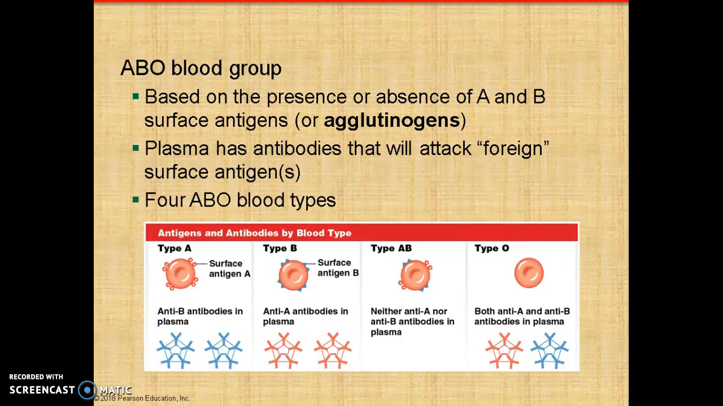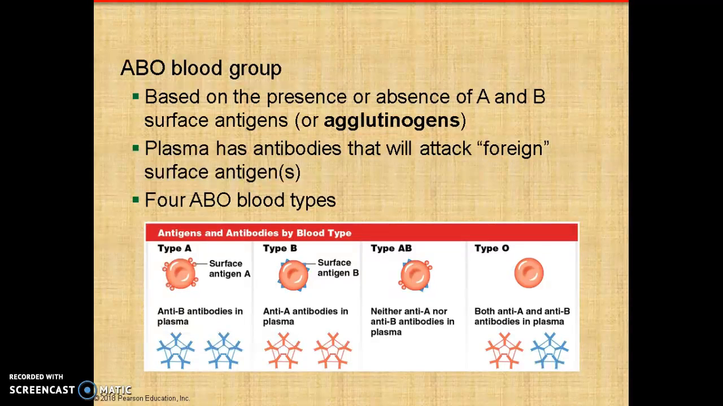So we call our blood type the ABO blood group, and it's based on the presence or absence of the antigen. So there are four ABO blood types: type A, type B, type AB, and type O.